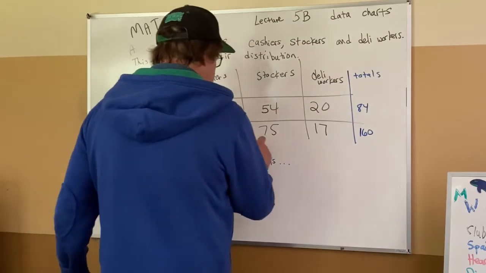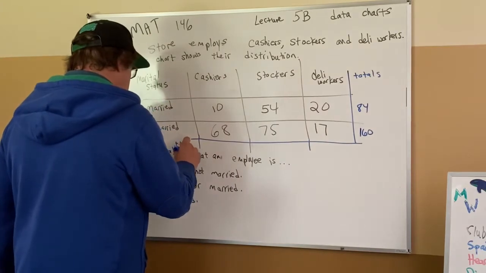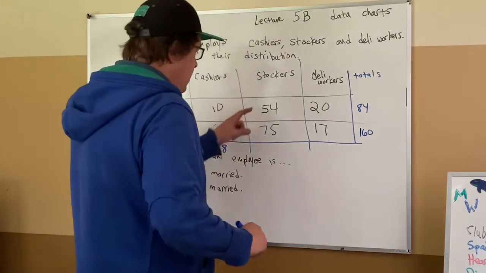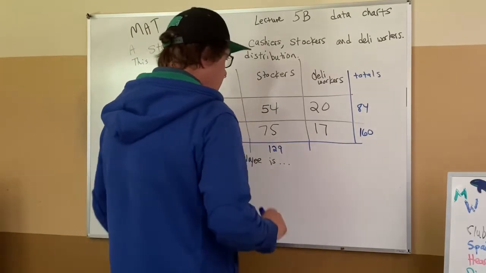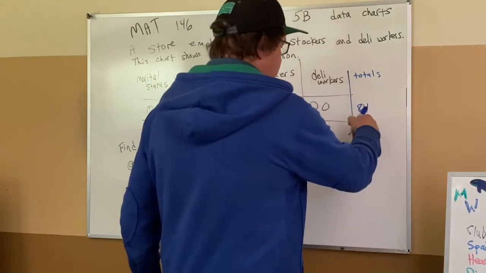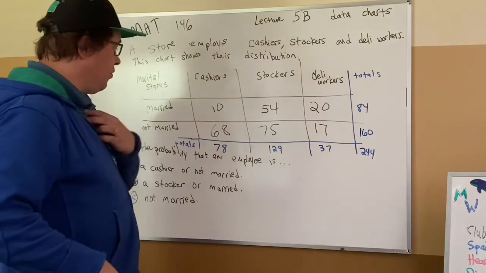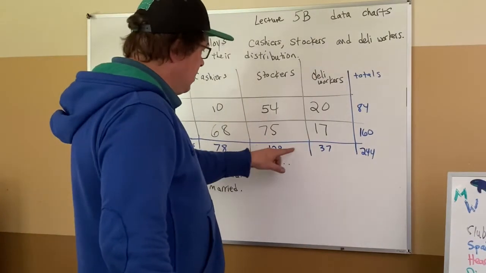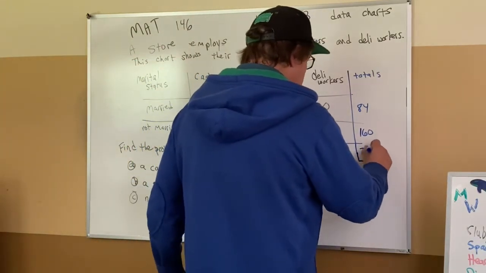And we have these other totals, which are where we only add two numbers together to get these totals over here. 10 and 68 for 78. 54 and 75, 129. And 20 and 17 for 37. Now this adds fairly easily: 84 and 160 for 244. That same number should be the totals of what we get here. 78, okay, we take it to 198, 207, and then 237, 244. I get 244 grand total people working in this store.